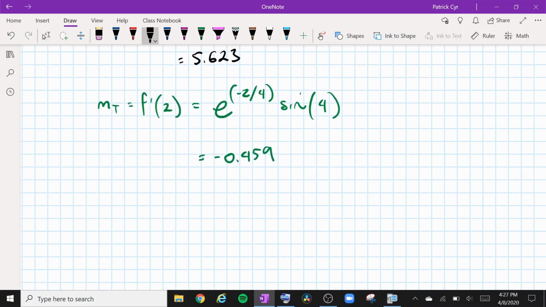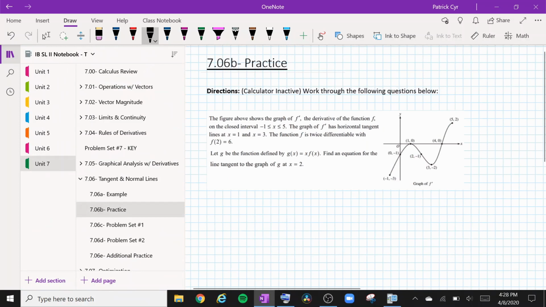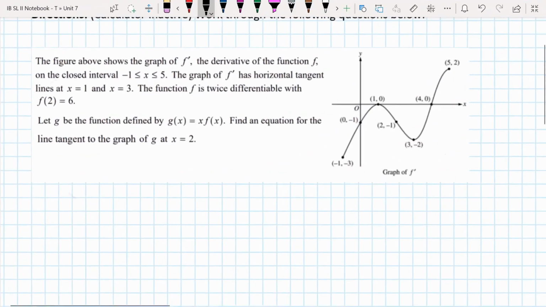So the answer here, the equation of the tangent line is y minus y1, which is 5.623, equals negative 0.459, our slope, times x minus 2. Okay, and that's our answer for this example. Let's go through a practice question involving another equation of a tangent line.